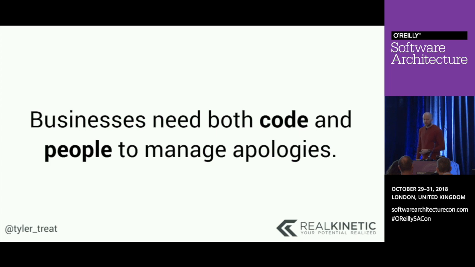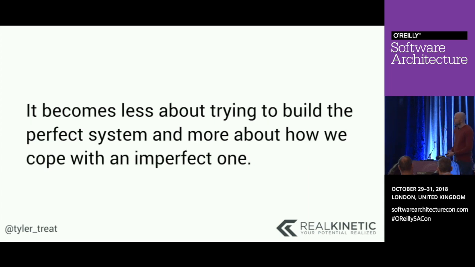And so businesses need both code as well as people to manage those apologies, and the people part of that often gets overlooked. And so it becomes less about trying to build the perfect system and more about how we cope with an imperfect one, right? Distributed systems are as much about failure modes and recovery as they are about being operationally sound and perfectly reliable.